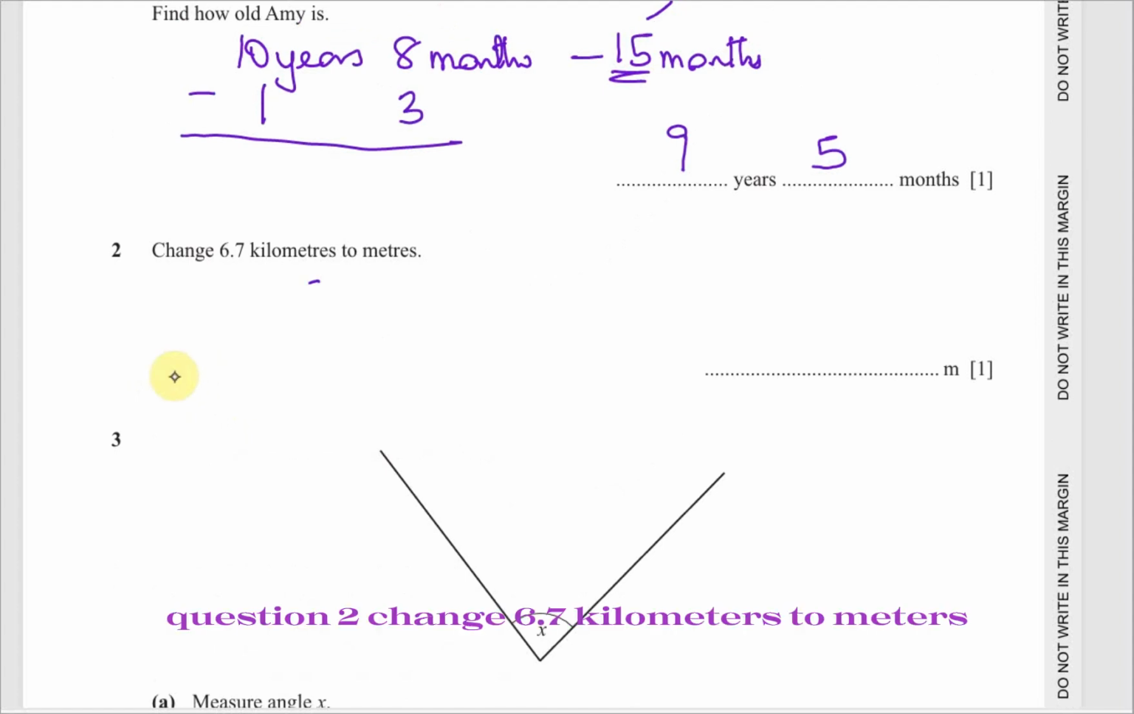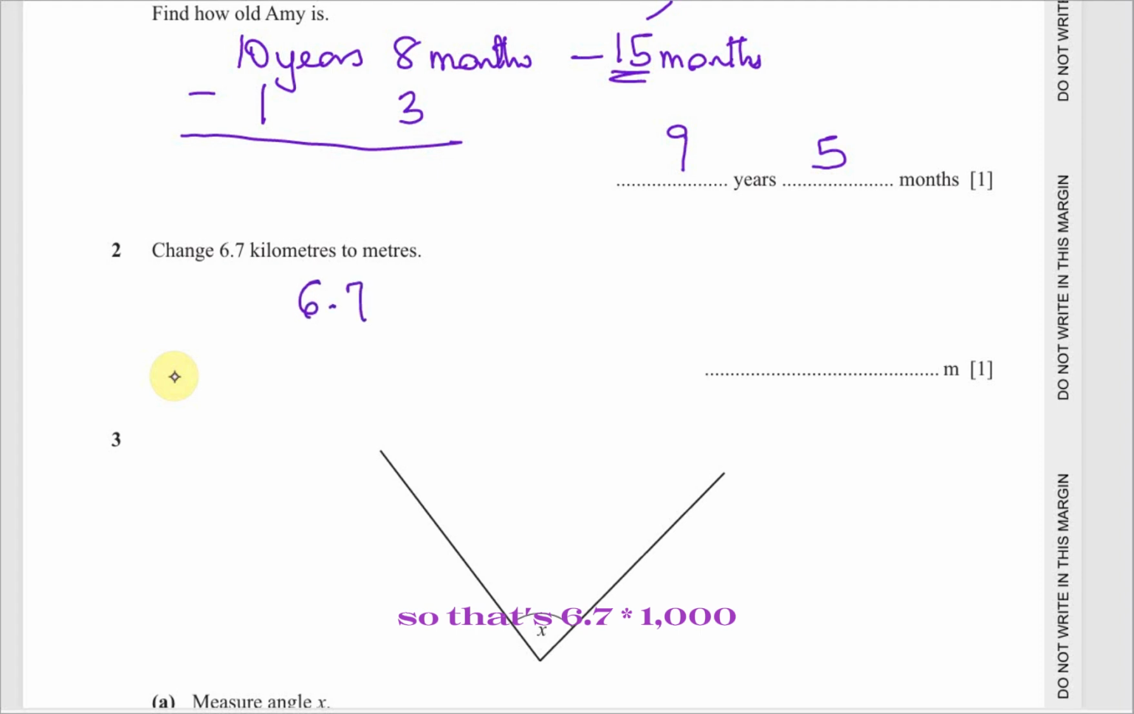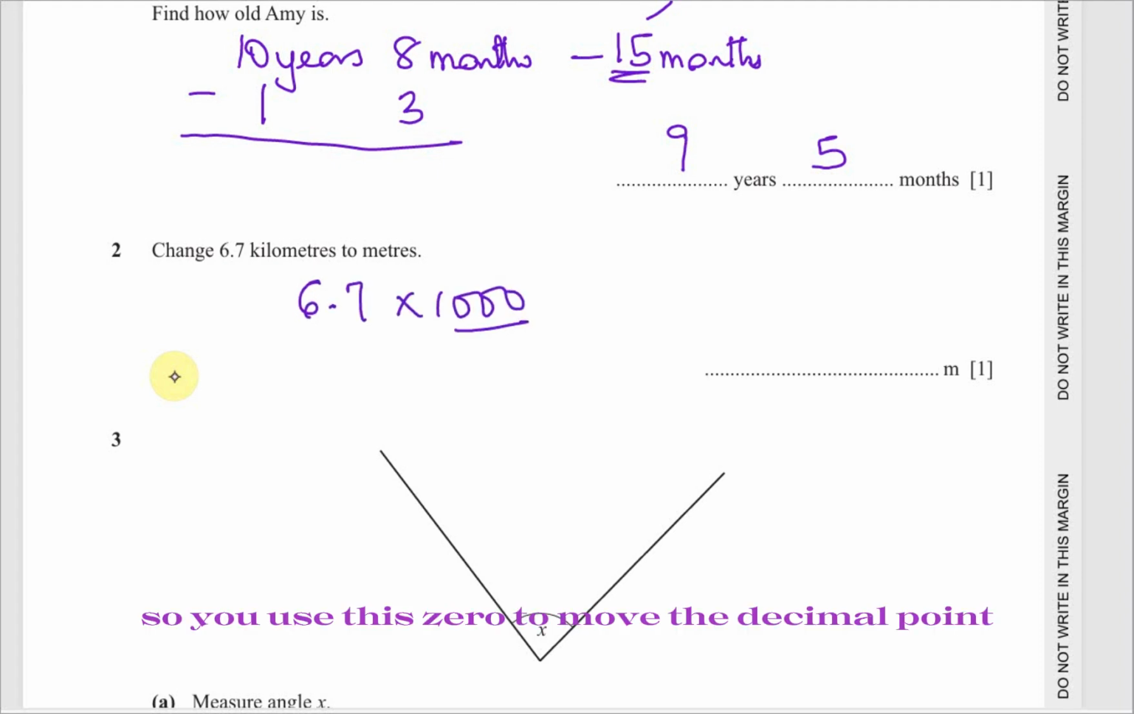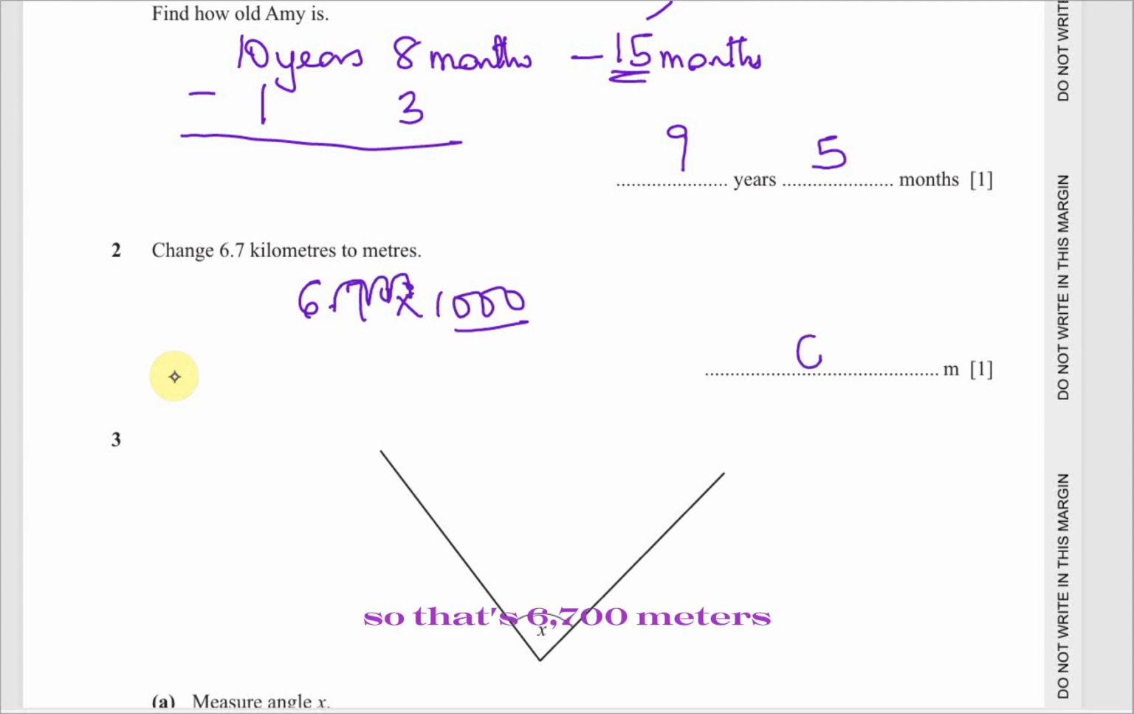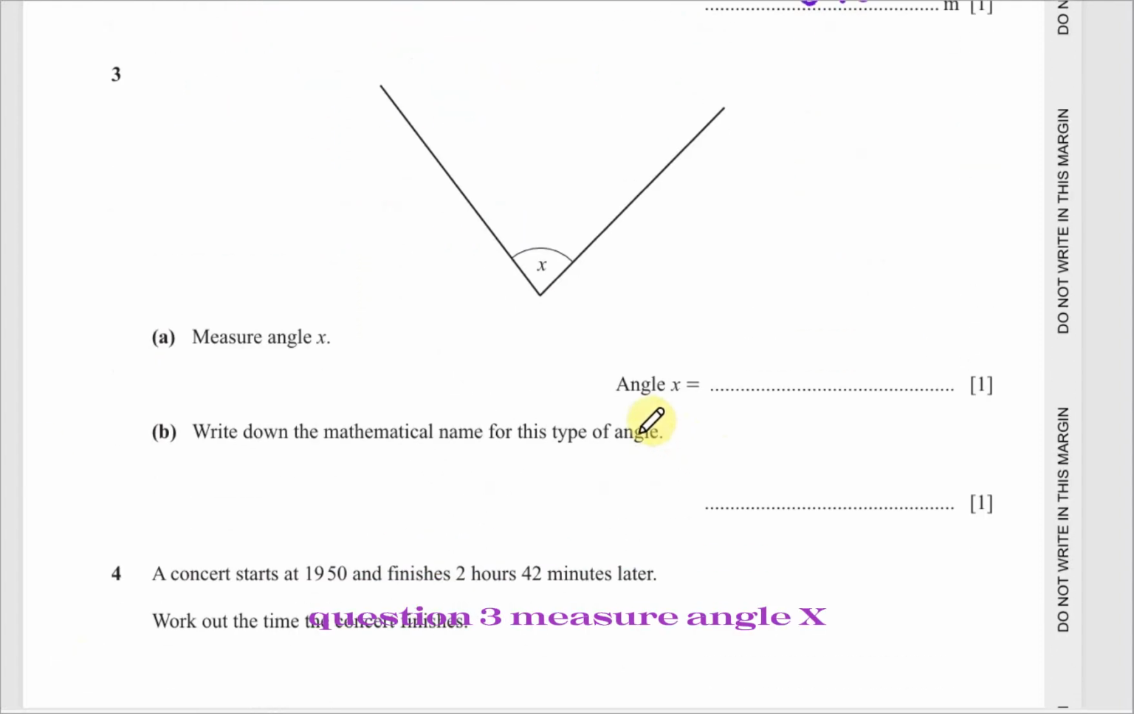Question 2. Change 6.7 kilometers to meters. So that's 6.7 times 1,000. So you use a 0 to move the decimal point 3 times: 1, 2, 3. So that's 6,700 meters.